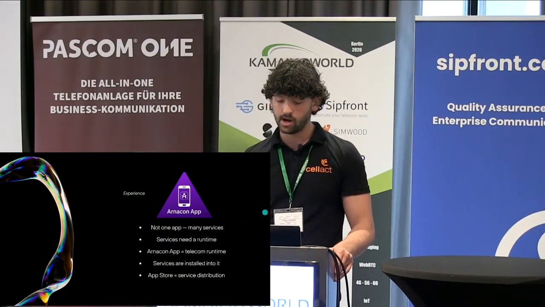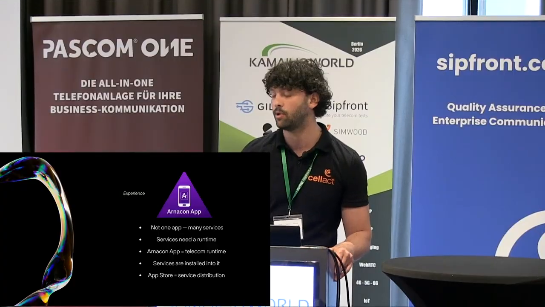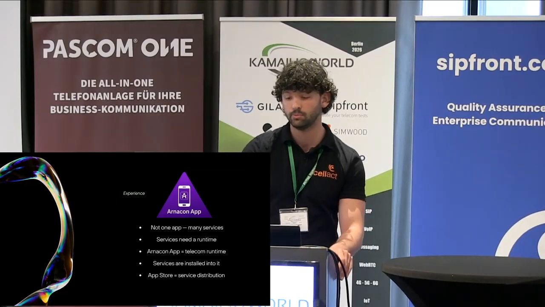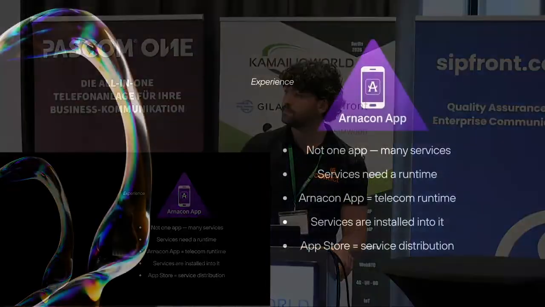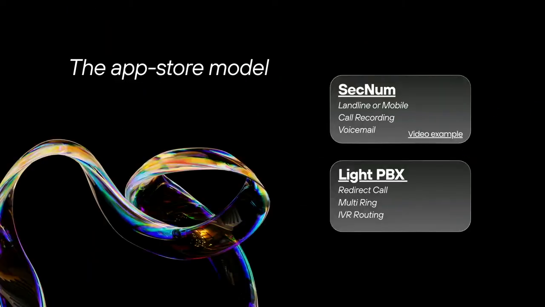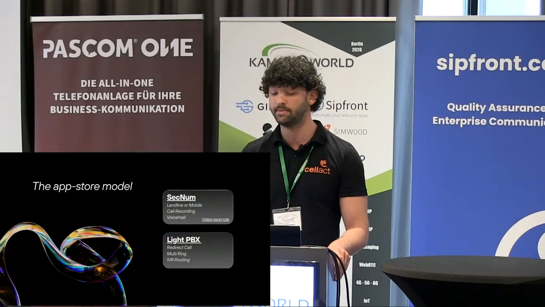I will focus a little bit on the Arnacon app, where we realized at this point that we're not building an app. We're enabling many services to run on that app. Then the Arnacon app becomes a phone where telecom apps can be installed and run. Then if the Arnacon app becomes a phone, we need a place to download applications from. And the best way to describe it is like an app store. We call it the app store model, where services can be installed into that phone, into this app. As well, if you already have your own app, then there's an SDK that can be supported as well.